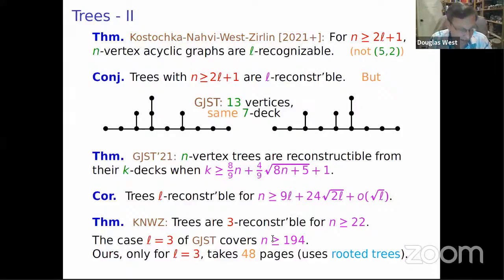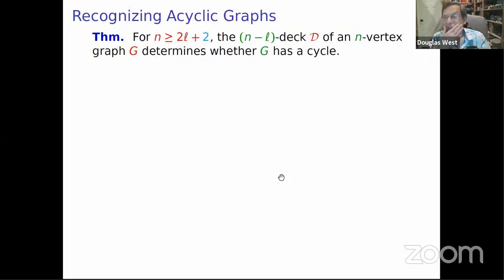Okay. Let's see, I have 10 minutes left. Let me try to tell you some of the ideas in this proof. Now, I'll actually only tell you about the ideas needed to prove this when n is at least 2l plus 2, that the n minus l deck of an n-vertex graph determines whether the graph has a cycle. We proved it also when n equals 2l plus 1, but that case is about 2 or 3 times as long, so it needs other ideas.